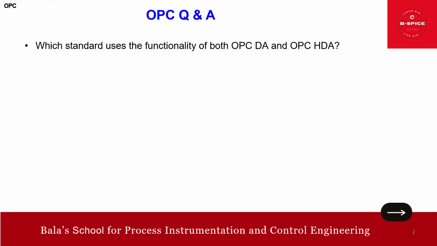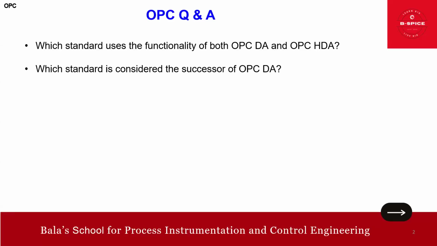Okay. So the first question: which standard uses the functionality of both OPC DA and OPC HDA? Of course, OPC UA, because OPC UA is a Unified Architecture that uses the functionality of both OPC DA, that is Data Access, and OPC HDA, that is Historical Data Access, along with other OPC classic specifications. That is the answer.